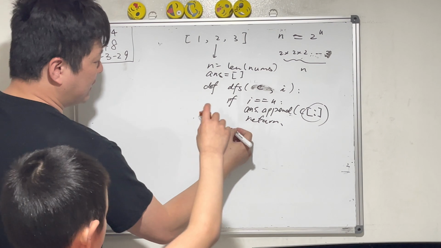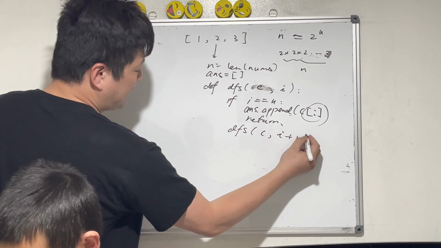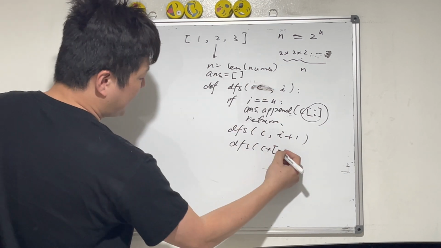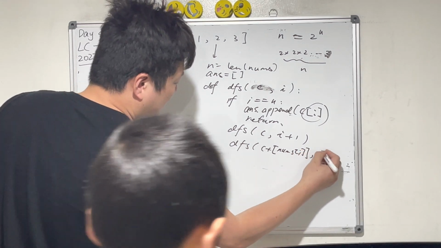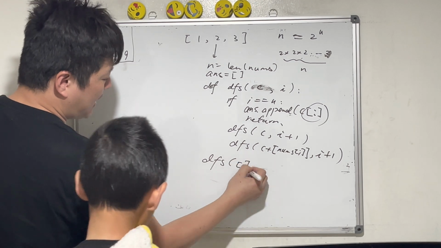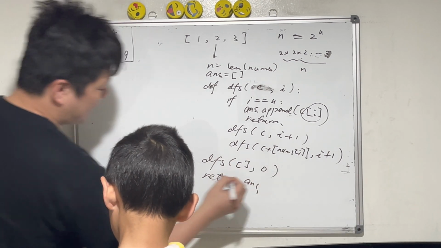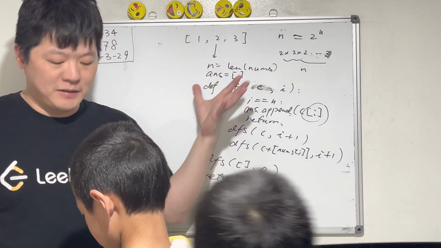Otherwise, we have two choices: if we don't pick it, we move to the next number, or if we pick it, we include it in the current subset, which is nums[i]. And then we move to the next number, and then DFS starts with an empty list, the first number, and returns the answer. Easy. Okay, so today we're going to solve this problem slightly differently.